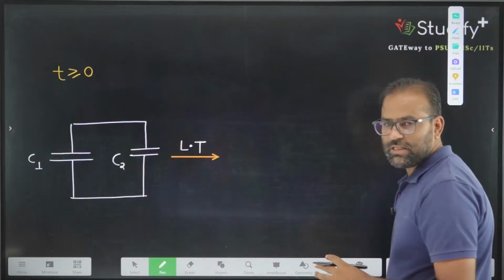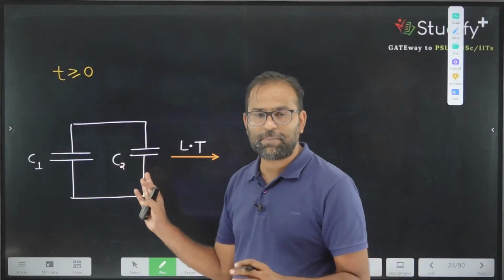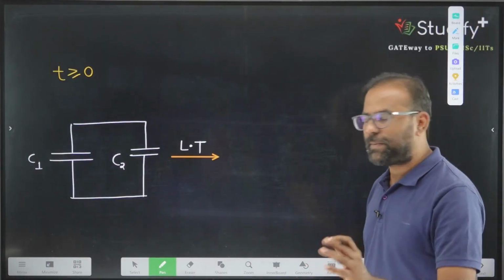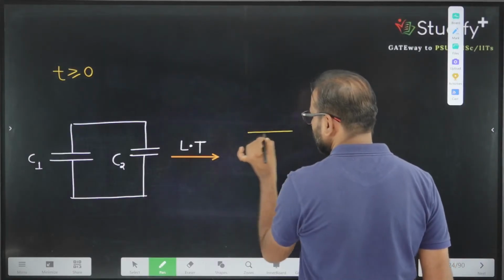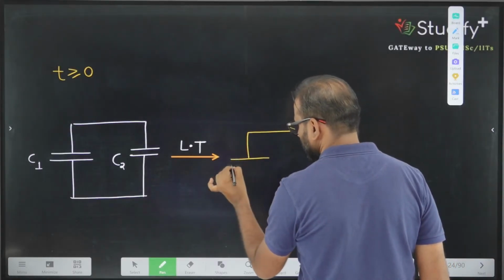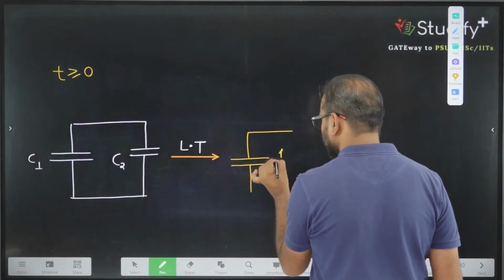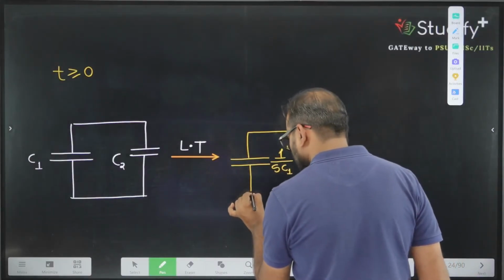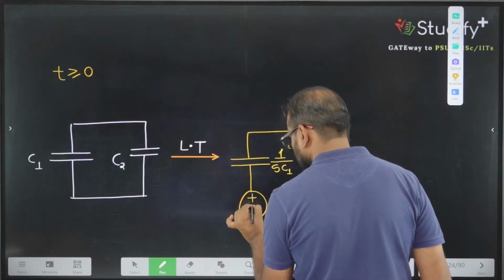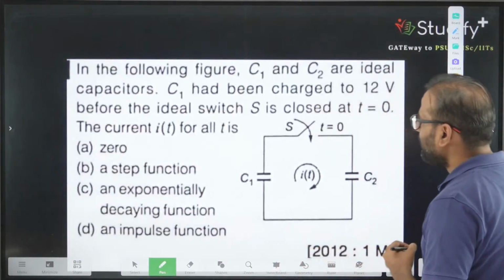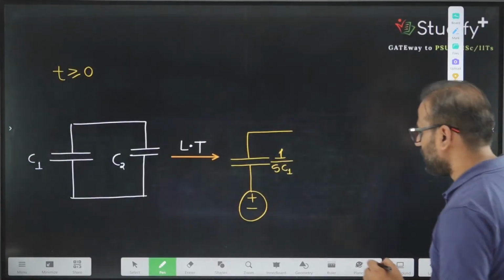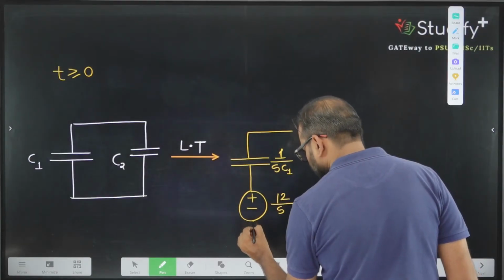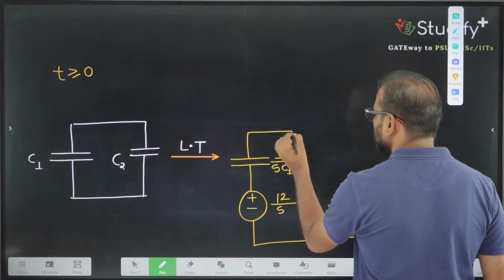So how will the circuit look? The first capacitor has some initial condition, the second has no initial condition. The one without initial condition we will simply write as 1/sC, and for the first we write the equivalent. So this is the circuit in the Laplace domain. This value is 1 divided by s into C1, and this value is plus minus. How much? We are having initial voltage equal to what? 12 volt. So if this is 12 volt, we will write 12 by S. This is the equivalent of capacitor number 1.